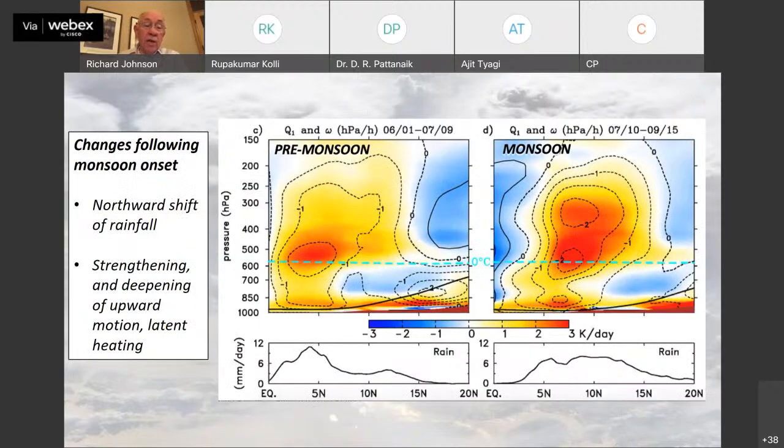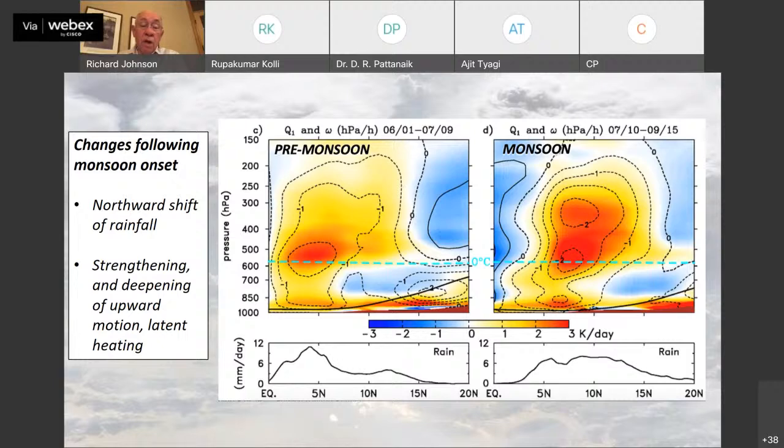So let's look at the changes following monsoon onset. This is an earlier version of this one. And on the left panel here, we have the pre-monsoon period. And if you look at the lower plot, you see the rainfall peaks just south of 5 north. But after the monsoon sets in, you see the rain shifts to the north.